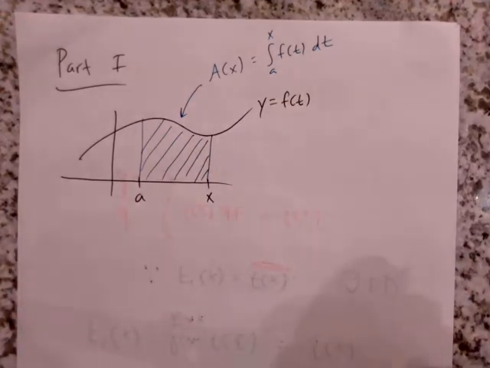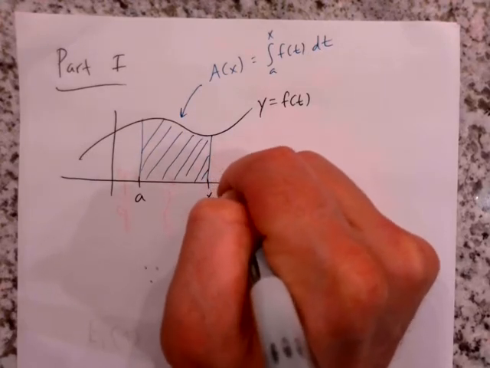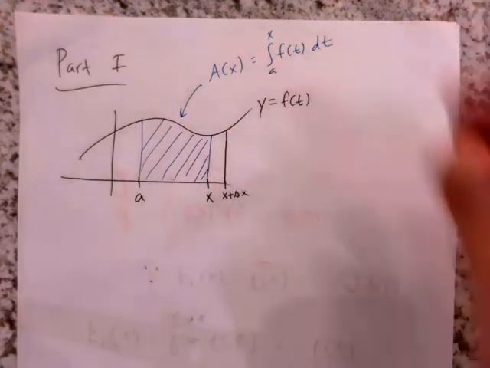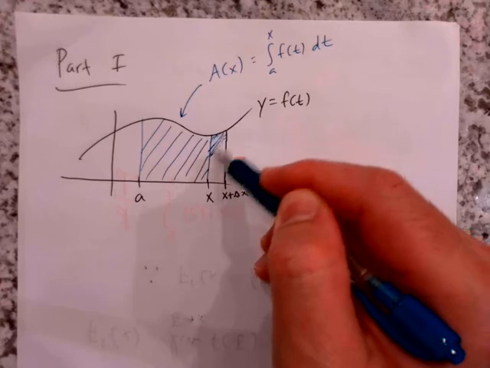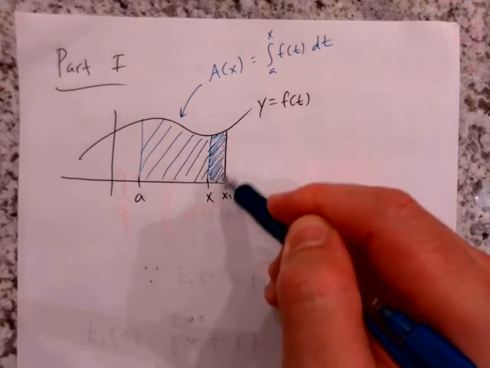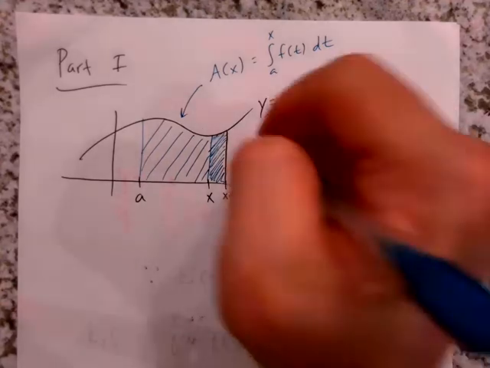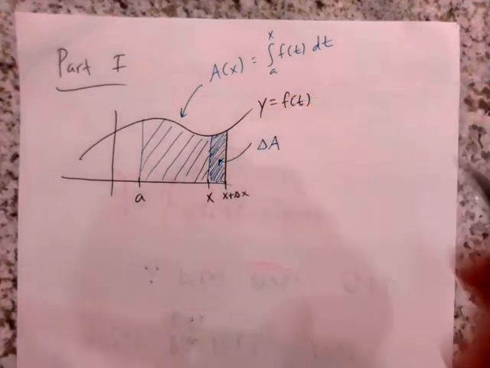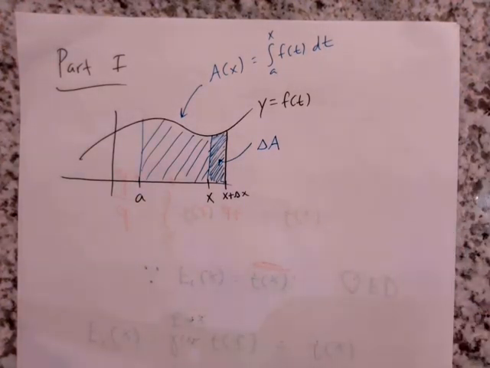Now the question is, what if you move over a very small amount to x plus delta x? Right, now this space right here, this extra space that you accumulate when you move from x to x plus delta x, we'll call that delta A. This is the change in A when you move from x to x plus delta x.